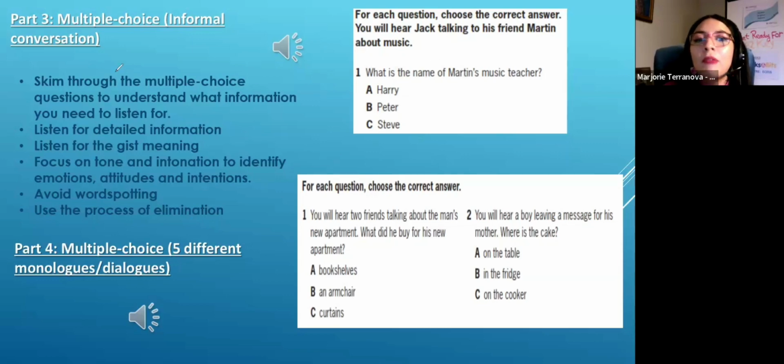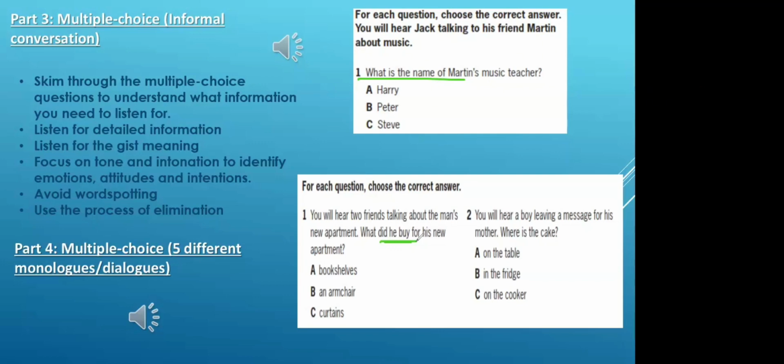So for this kind of exercise, what do you have to do? Go to the question first. Check your question. Underline the part that you really need to focus on. Oh, in here, the name of the teacher. And here, you will hear 2 friends talking about the new apartment. What did he buy? Can anybody tell me, instead of buy, I can, listen to my sentence, right? Yesterday, I bought a new smartphone. If I want to replace the verb buy, I bought, which other verb can I use?